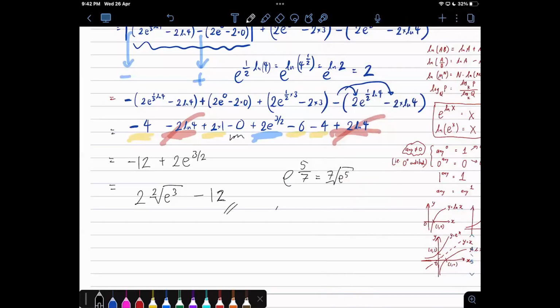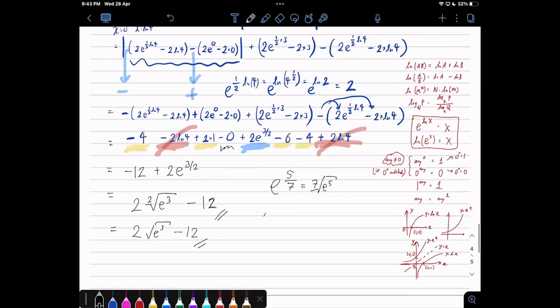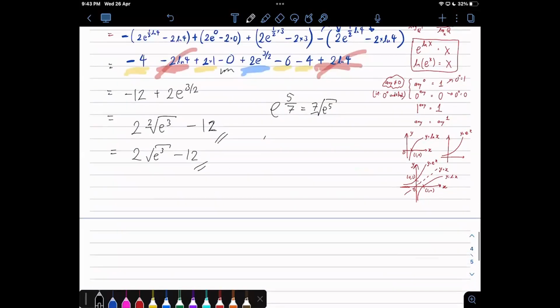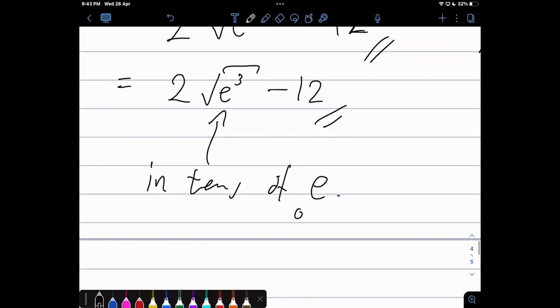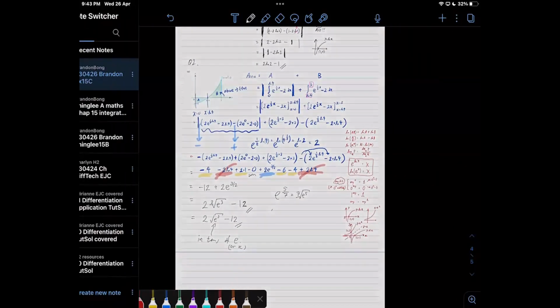Okay, the 7 must put there. Only 2 gets a VIP status, don't need to put. Okay, this is equivalent to just square root e cubed minus 12. All right, can? Good. Exact answer. I want exact answer, in terms of e, or in terms of pi. Exact answer. Give me all exact answer. This one I request. Okay, it will be good practice.